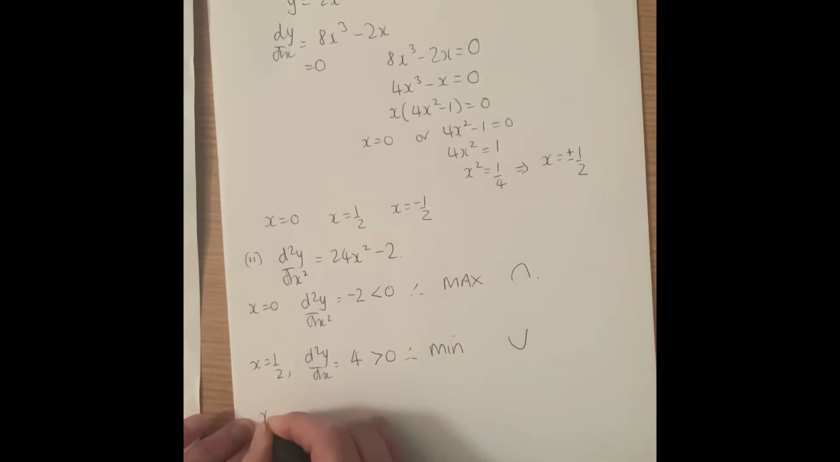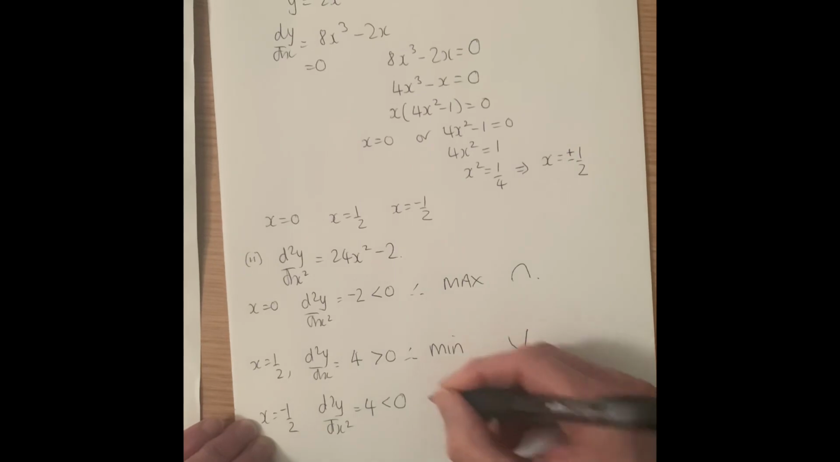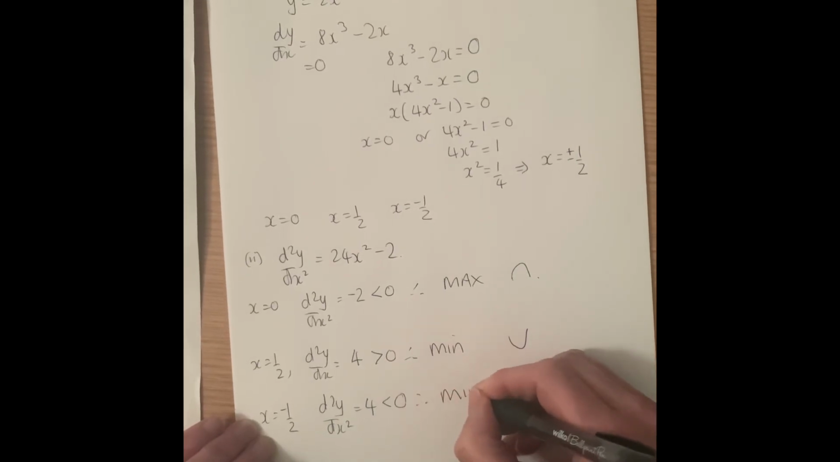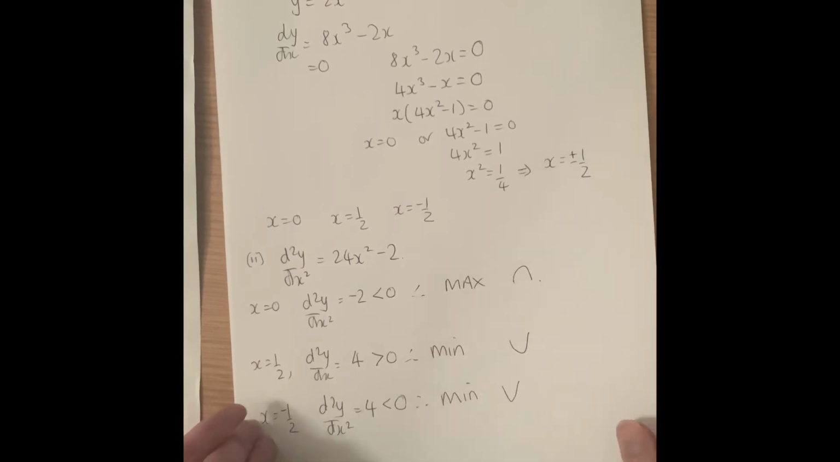Positive. And if x equals minus a half, well, as soon as you square that, you're going to get exactly the same again. Positive, therefore minimum.